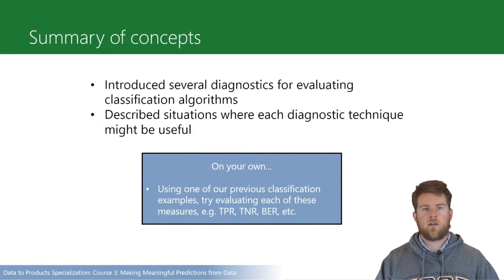Okay, so all we've done in this lecture is introduce a few different or more fine-grained ways of evaluating classification algorithms besides just using the error or accuracy or the number of mistakes we made alone. And we described some different situations where different diagnostic techniques, including several we'll introduce later on in this course, might be useful. So on your own, I would suggest taking one of the previous classification examples we developed in previous lectures and try extending it to include different kinds of error criteria. So rather than just looking at the accuracy or the error, consider things like the true positive rate, the true negative rate, or the balanced error rate.